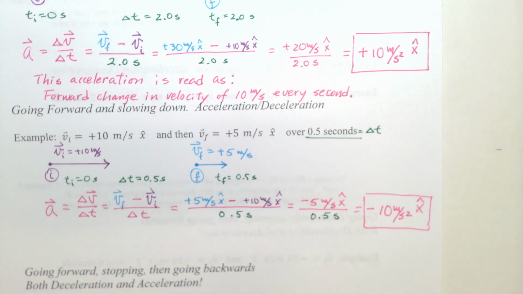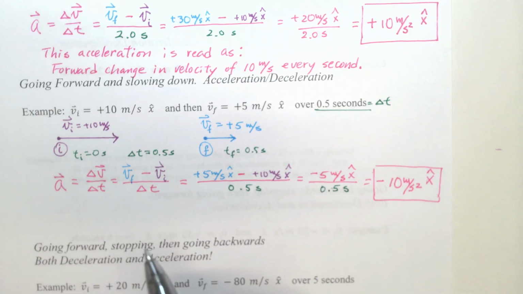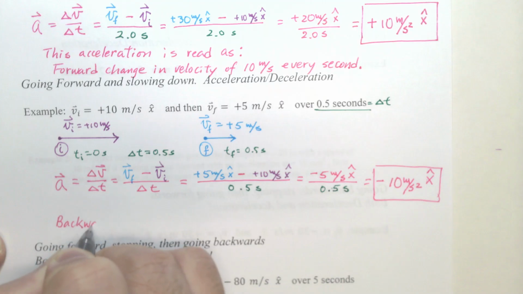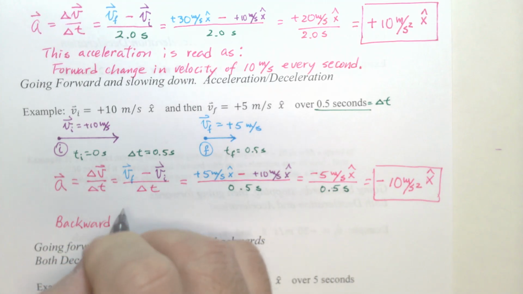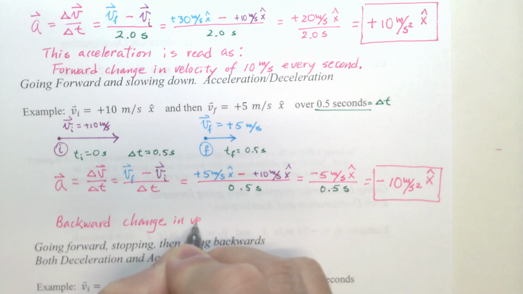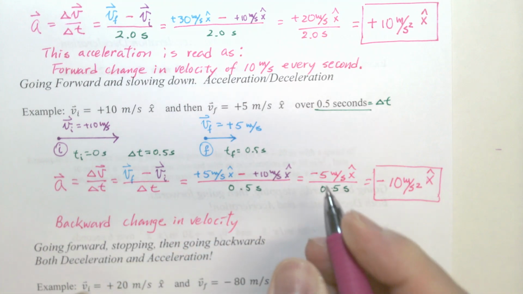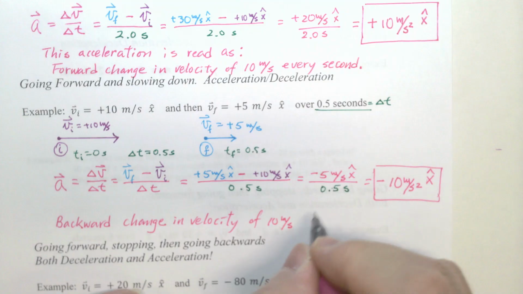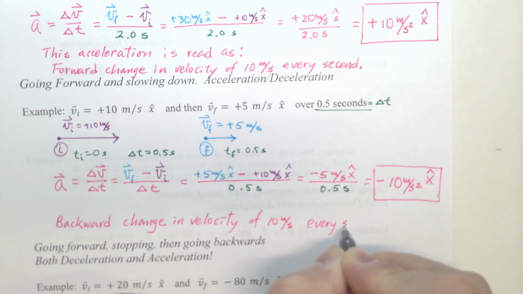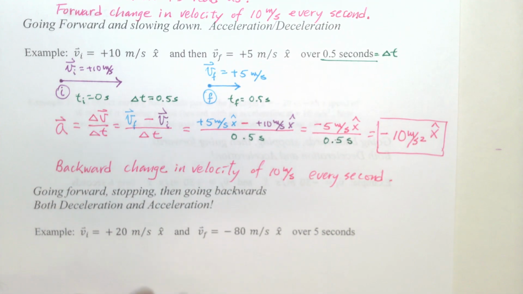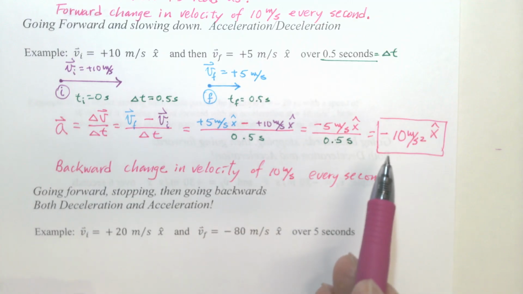Okay? This means a backwards change in velocity. This is the backwards change of 10 meters per second every second. So if you're going forward, you're slowing down 10 meters per second every second.